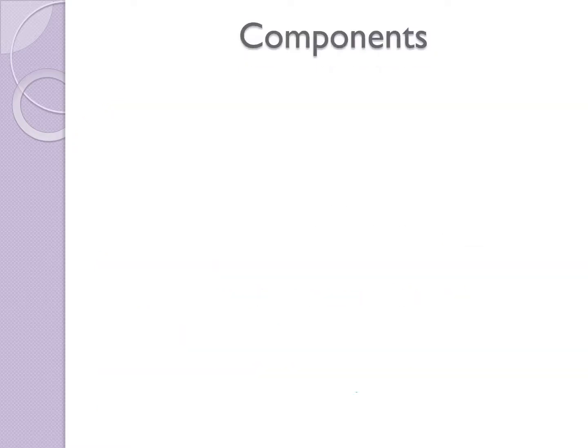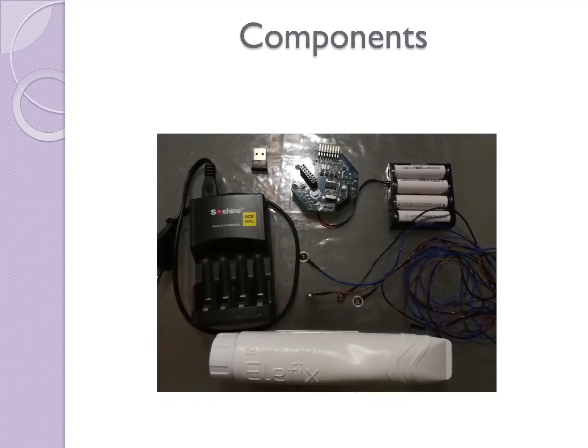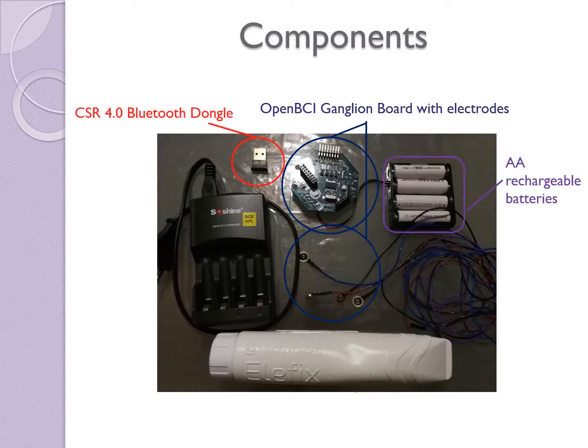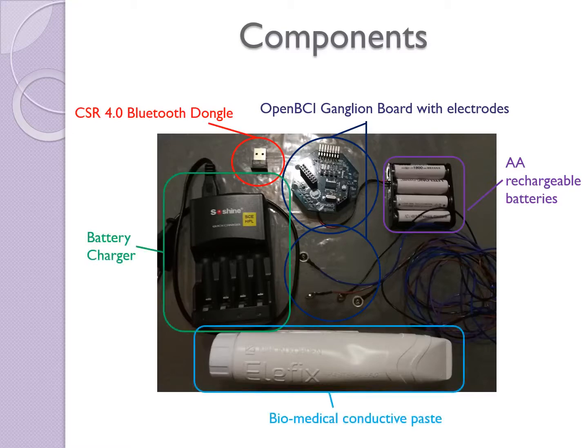So here are the hardware components for our BCI system. First, we have the OpenBCI Ganglion board here, along with the electrodes to capture the signals. It will be powered by 4 AA batteries, and in this case we will be using rechargeable ones. And here is a CSR 4.0 Bluetooth dongle to connect both the BCI board and the computer. And here is a battery charger, and this is the conductive base to stick the electrodes onto our head.